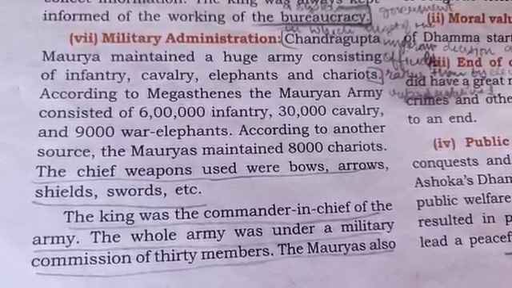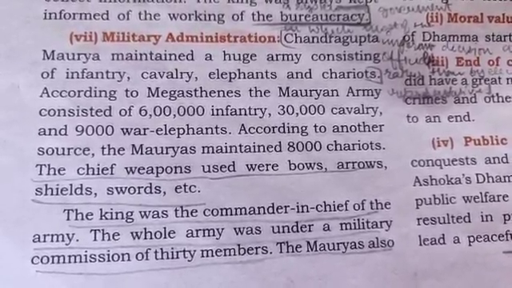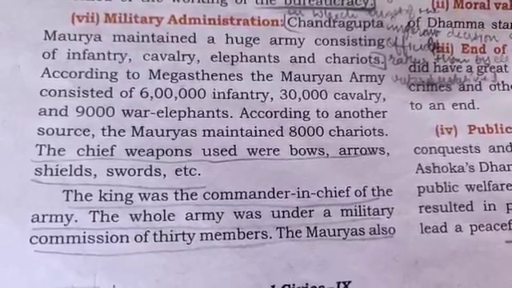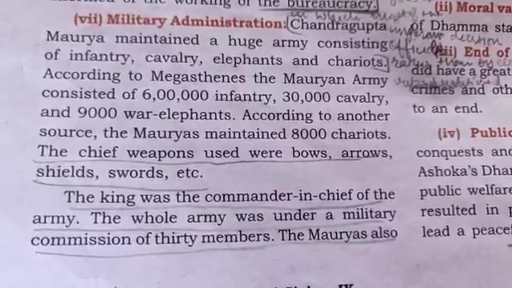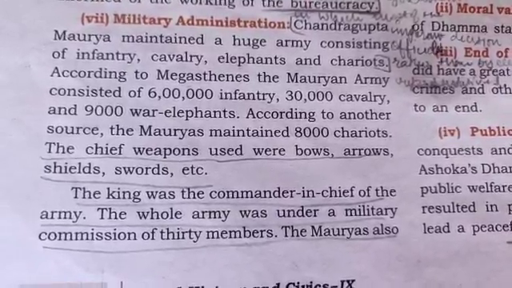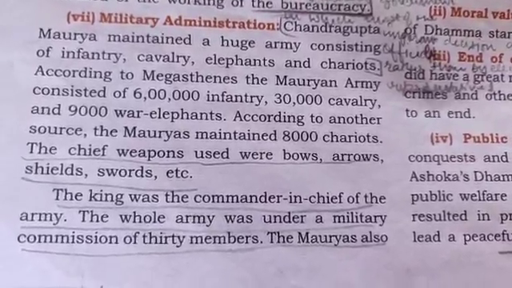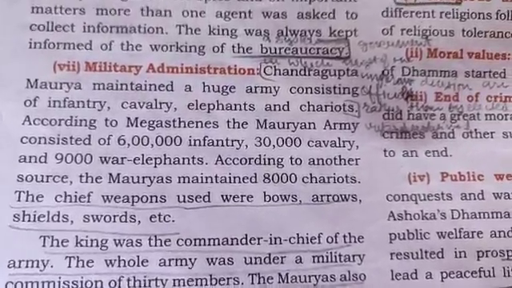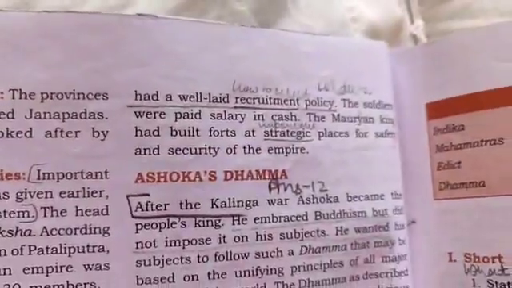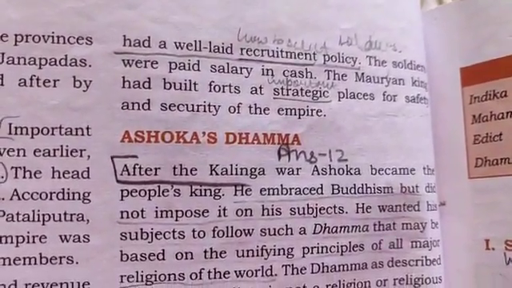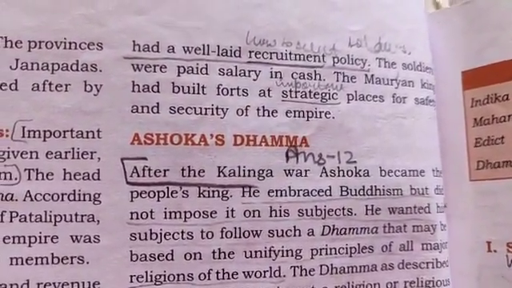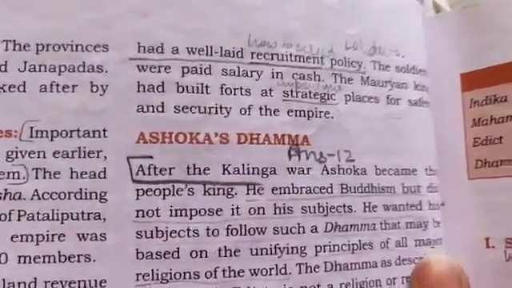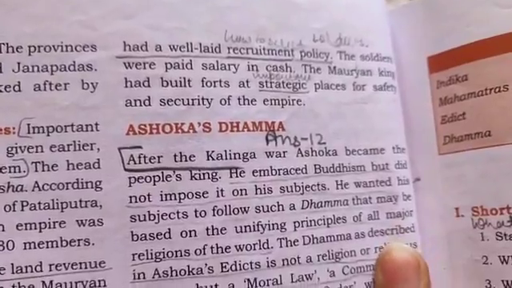The chief weapons used were bows, arrows, shields, swords, etc. The king was the commander-in-chief of the army. The whole army was under a military commission of 30 members. So it is quite extensive the way they administered the country. The Mauryas also had a well-laid recruitment policy. Recruitment is selection of or appointment of soldiers. Over here, recruitment is appointment of soldiers to the army.